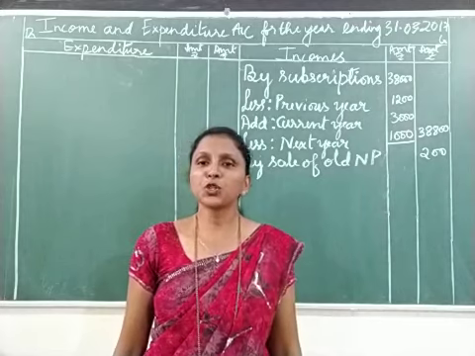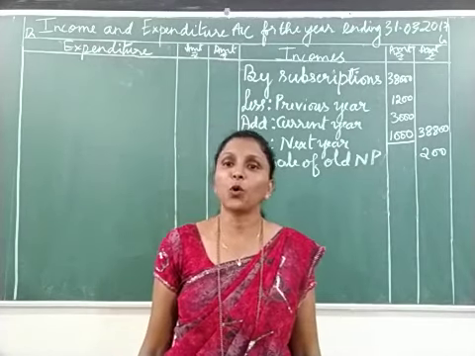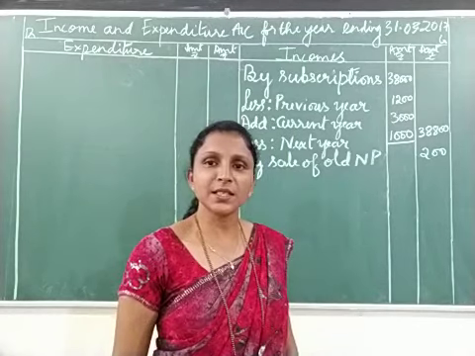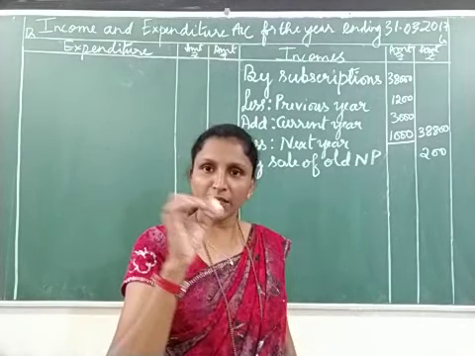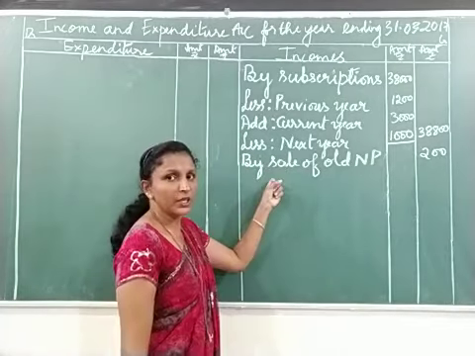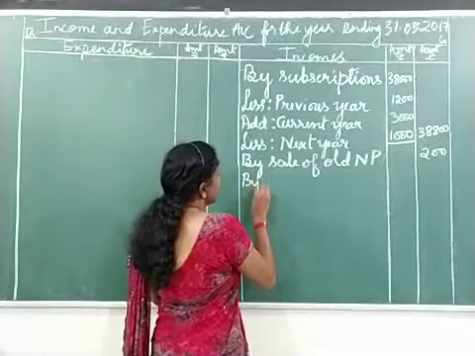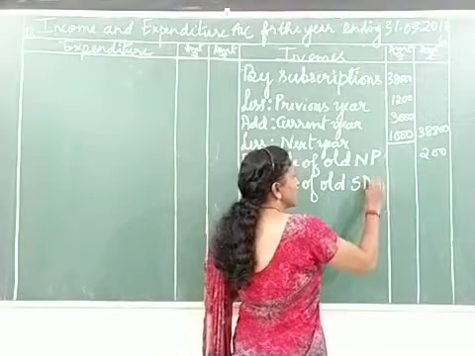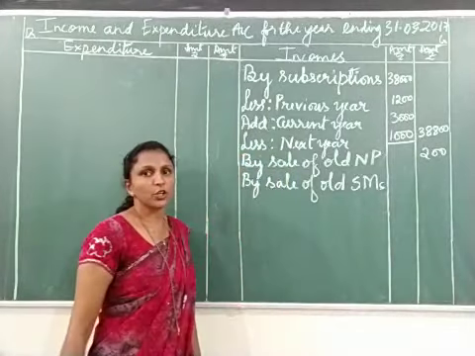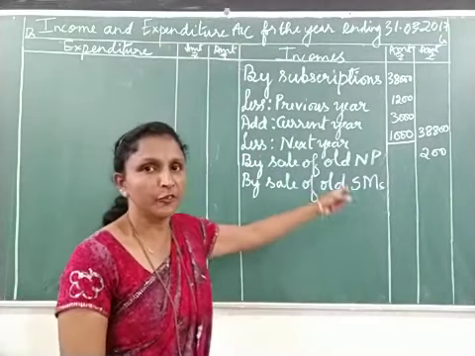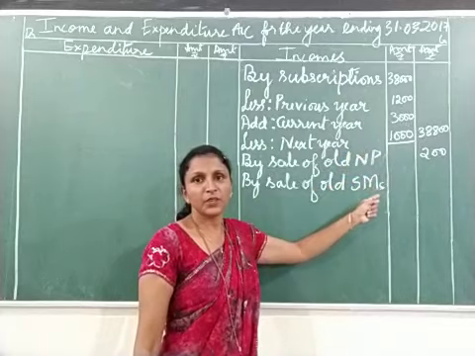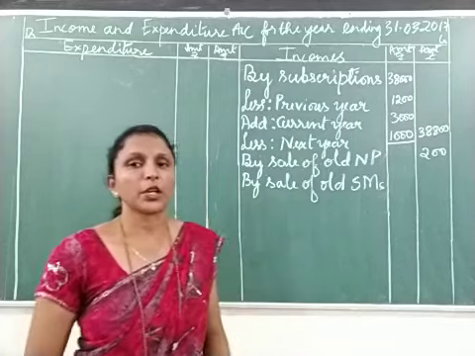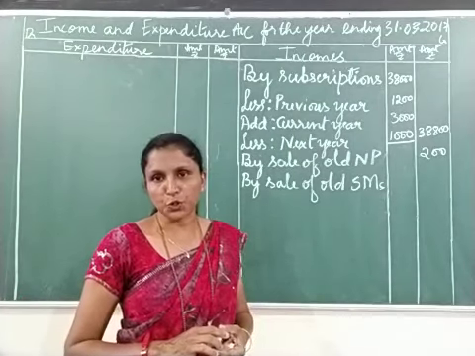Next point. To sale of old sports materials. Again the word old has come. So I said when the word old is given, we consider it as a revenue item. So put the tick mark. As it is a revenue item, it comes here. By sale of old sports materials. You write the full forms, don't write short forms in the exam. This is very important. You should not use short forms. Okay. By sale of old sports materials.